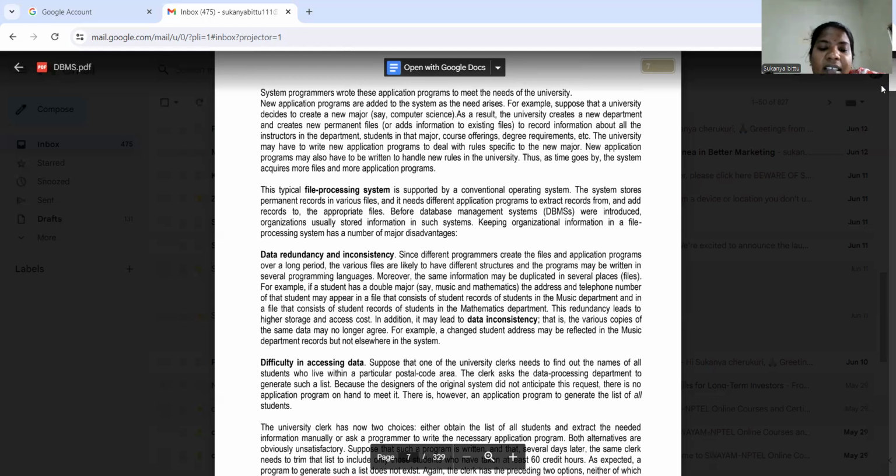Next, difficulty in accessing data. Suppose that one of the university clerks needs to find out the names of all students who live within a particular postal code area.